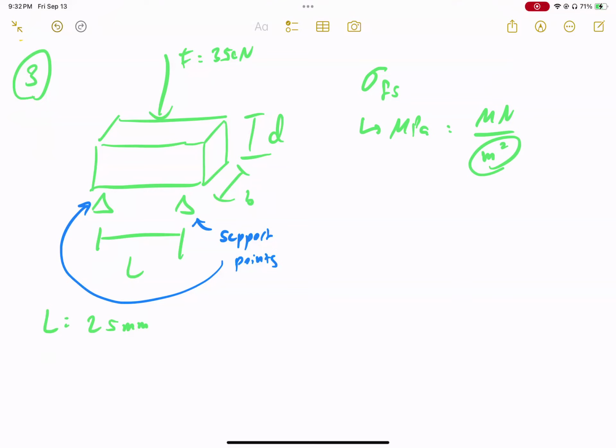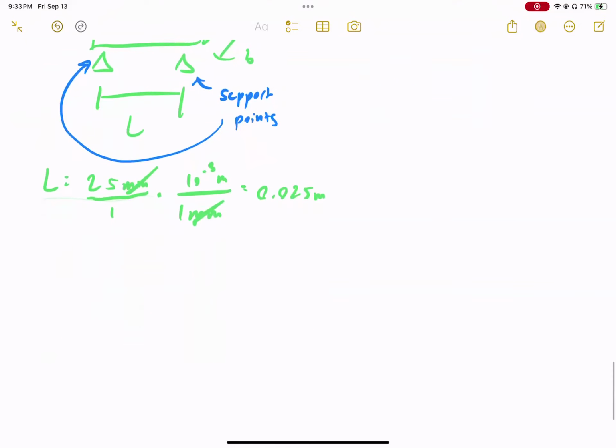So in order to convert this into meters, I'm going to use some dimensional analysis. So 1 millimeter has 10 to the negative third meters. Okay, so millimeters cancel out, left with meters. I get 0.025 meters. Great. For my B value, I get 9 millimeters, as stated in the problem. So then using the same conversion factor, 1 millimeter has 10 to the negative third meters. Millimeters cancel out, I get 0.009 meters.